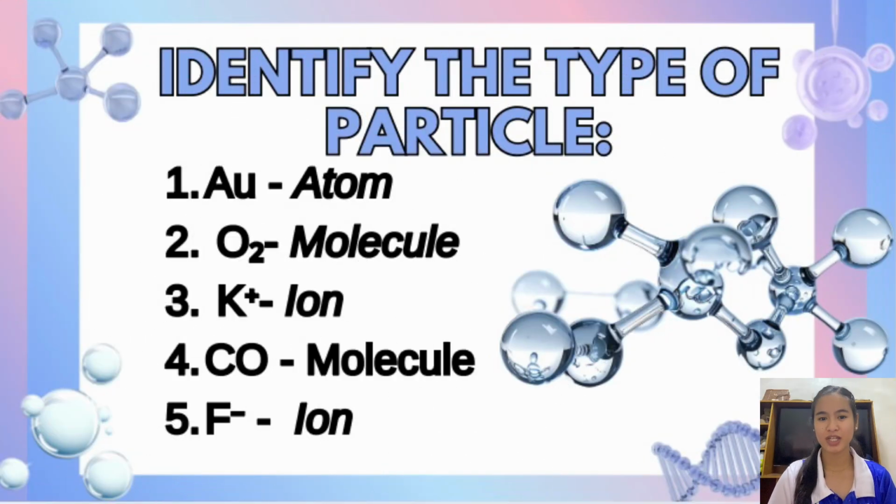Now, let us check the answer. Gold is an atom because it represents a single element, which is gold. Oxygen is a molecule because it is made up of two oxygen atoms bonded together. Potassium ion is an ion because it has a positive charge. Carbon monoxide is a molecule because it is made up of carbon and oxygen atoms bonded together. And fluoride ion is also an ion because it has a negative charge.